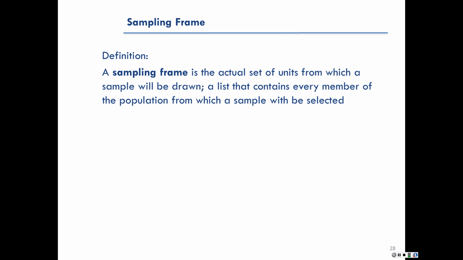And so let's start with the sampling frame. A definition of the sampling frame is the actual set of units from which a sample will be drawn. And so this is like a hypothetical list that contains every member of the population from which a sample will be selected, because you've got to select the sample somehow, right? So the frame is the first thing that you need to have straight.